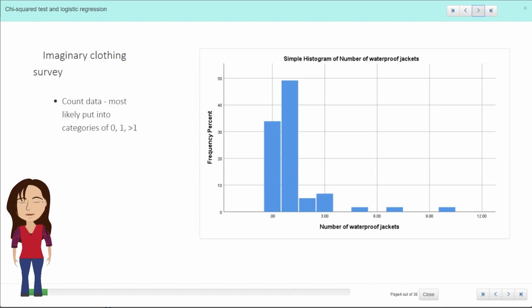Finally, imagine we ask people about the number of waterproof jackets they own. Now maybe this is looking very different again, in that most people say 0 or 1, and then you've got a few people saying some higher numbers. In this case, what happens is that we often want to group all those higher numbers together because there's not enough of them to look at separately. And so we might put these into categories of 0, 1 and more than 1, and essentially treat the data like it is just categorical data.